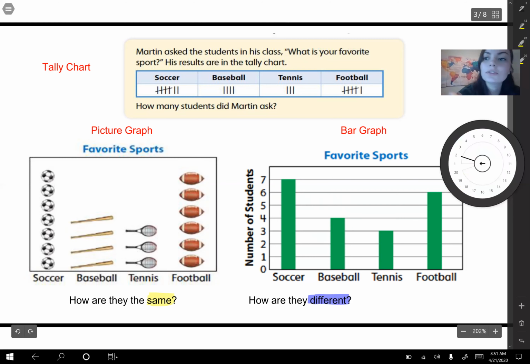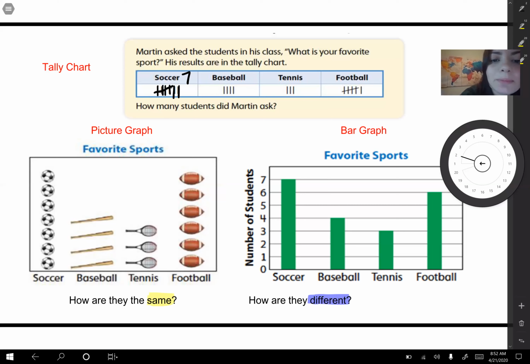So every time that we count an area, we're going to write the number right there so we remember it, okay? So we're going to start with soccer. 1, 2, 3, 4, and here's the important part. That line right there is 5. So when you have 5, the fifth stick actually crosses them out, okay? So then we have 6 and 7. So soccer, we have 7 students in the class whose favorite sport is soccer. So Martin asked the students in his class which is their favorite sport, and these were the results. So 7 of the students like soccer the best.